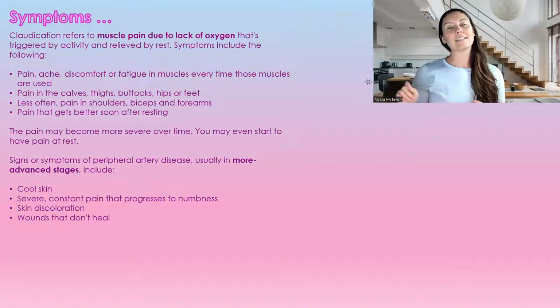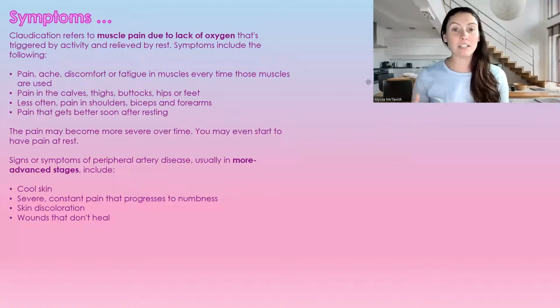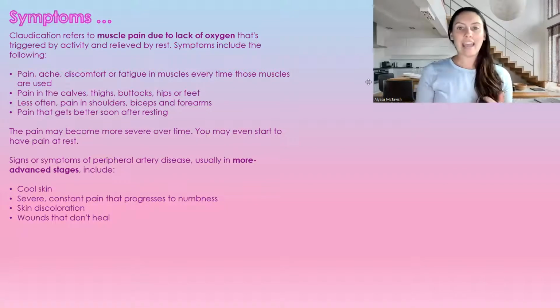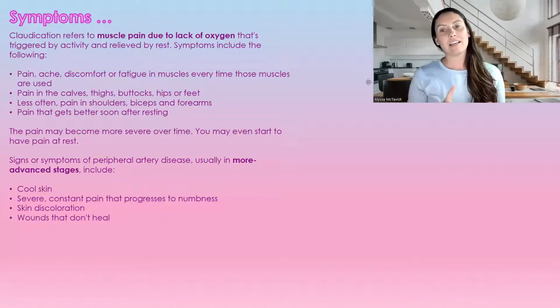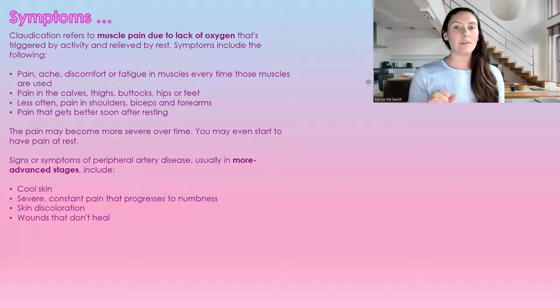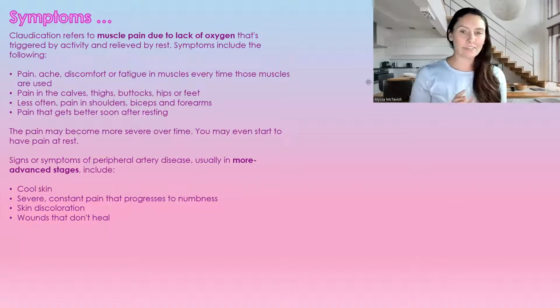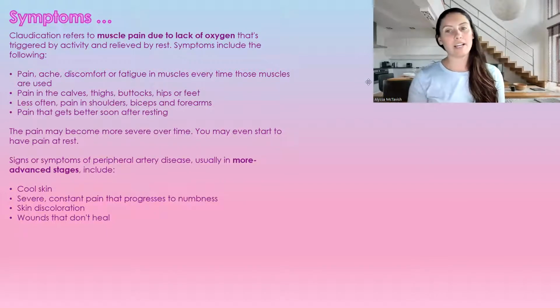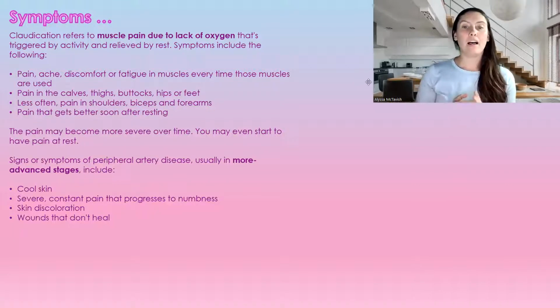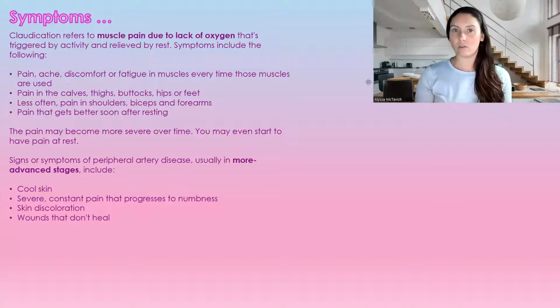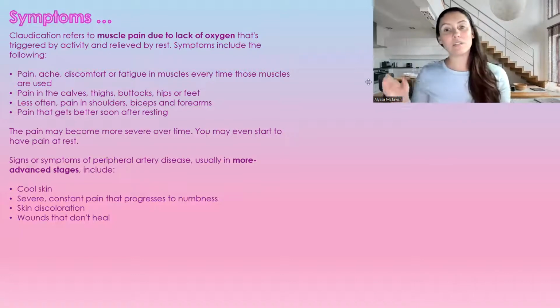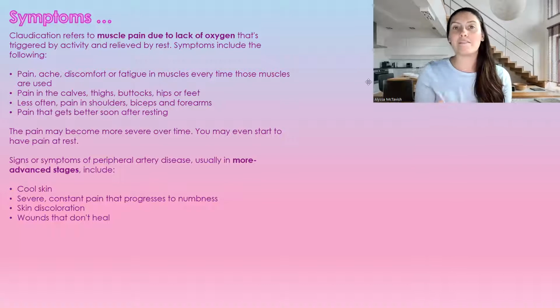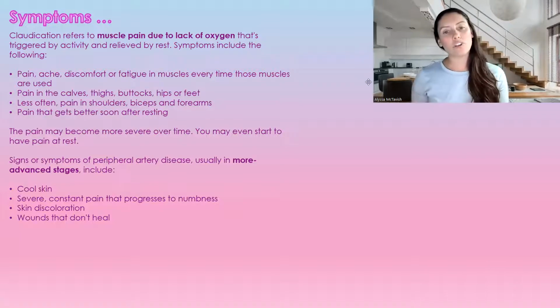So pain, ache, discomfort, fatigued muscles, pain in the calves, thighs, buttocks, hips, or feet. Sometimes, this is less often, pain in the shoulders, biceps, forearms. And then the pain normally gets better when you rest, okay? Now, as symptoms get worse and we become in a more advanced stage, this will start happening at rest also, okay?